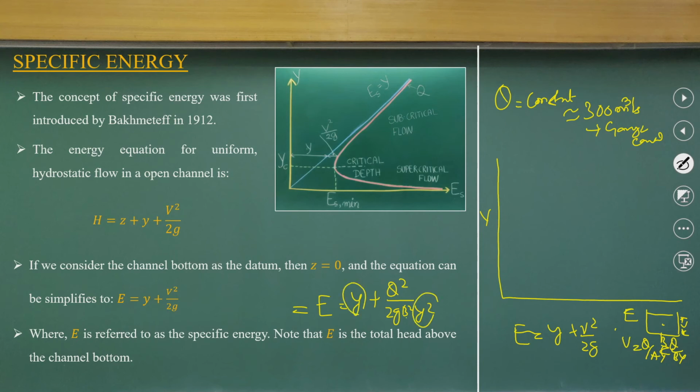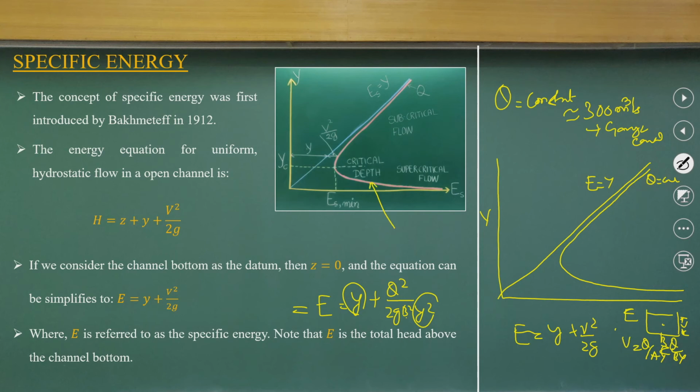If you plot it, this is the E equal to y line, a 1:1 line, and if you draw this curve, please practice this curve, you will get it like this. This is the nature of the curve. Nowadays you have mathematical tools. For a particular constant discharge q, if I draw the relationship between varying y and E, I will get this curve.